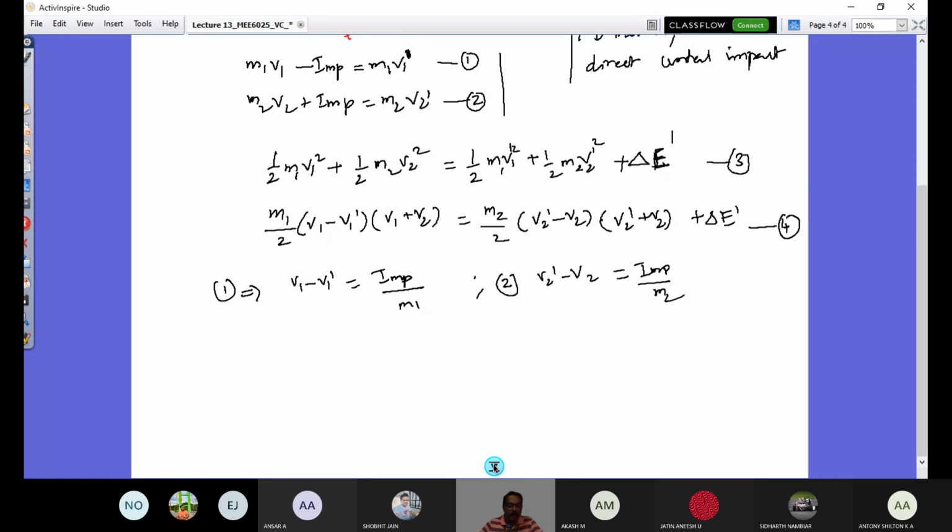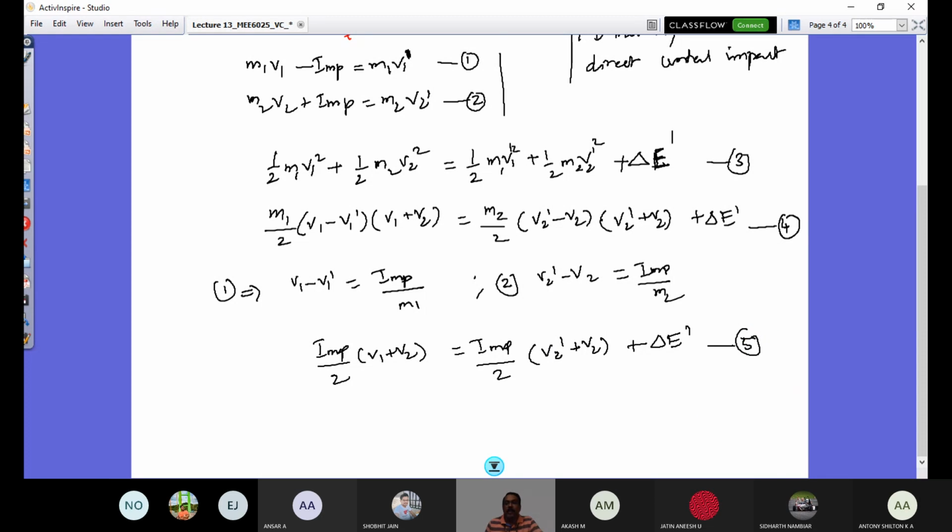So this equation becomes, on this side, I replace V1 minus V1 dash with this. M1 goes off, and I get IMP by 2 into V1 plus V1 dash on one side. On the other side, I'll have IMP by 2 into V2 dash plus V2, plus energy dissipated. So this is now equation number 5.